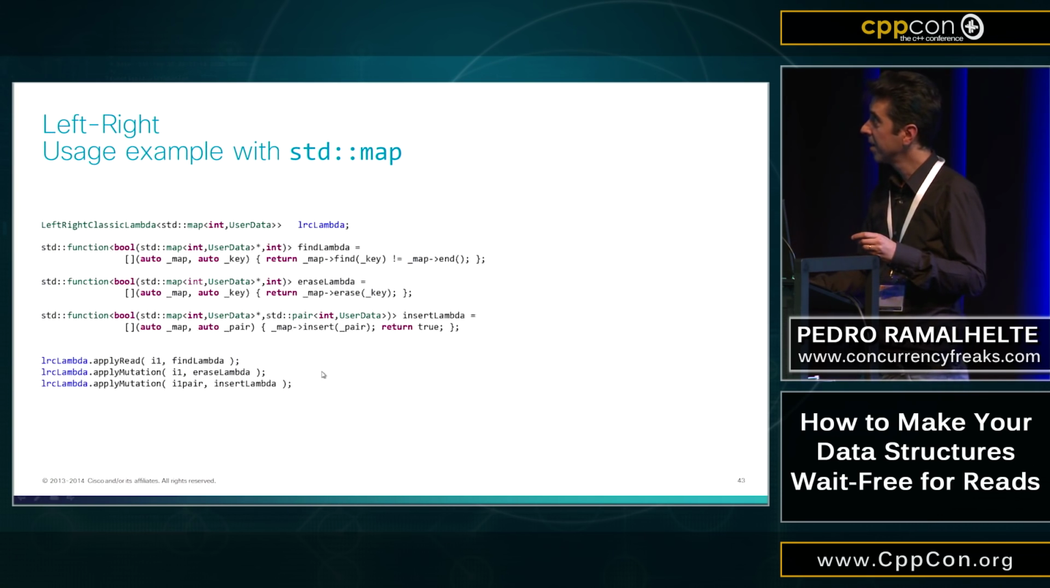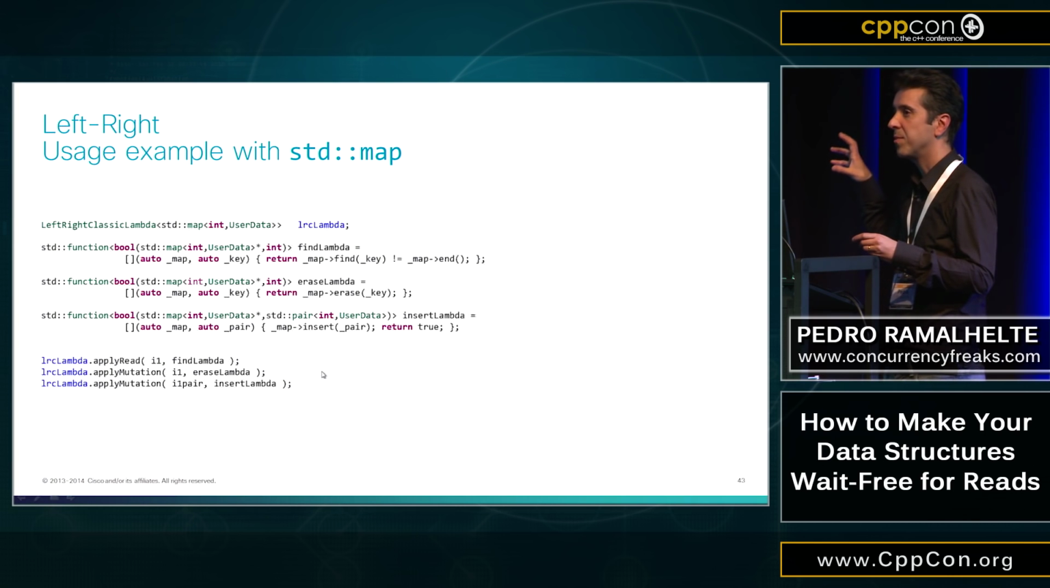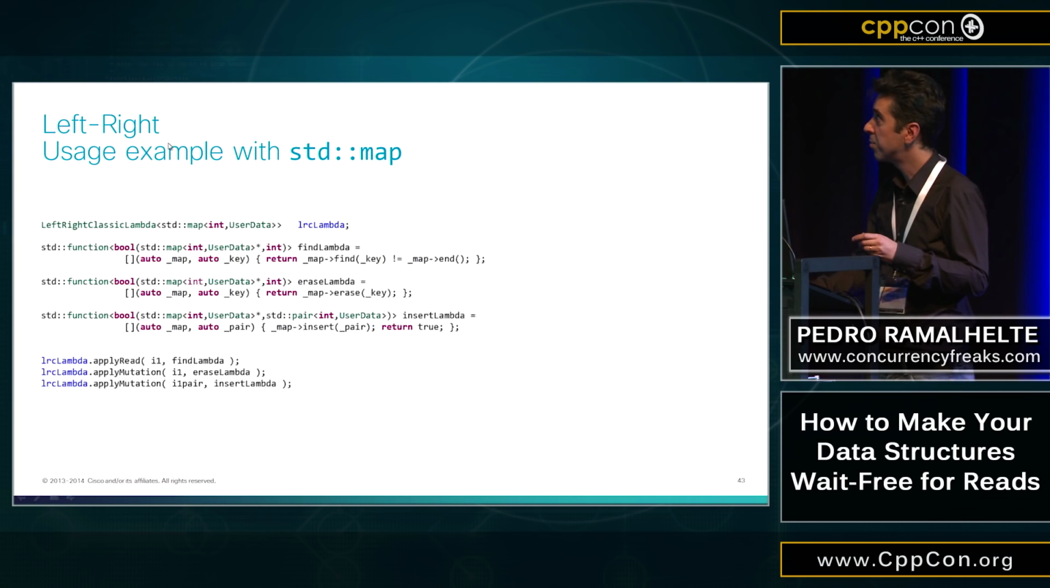Okay, so that's how you would implement the background, but how would you actually use it? Again, I'm pretty sure there are many easier ways to do this, but basically you just need to pass a lambda that does whatever you want to the data structure that you chose. In this case, it's a std map that maps integers to some user data class.